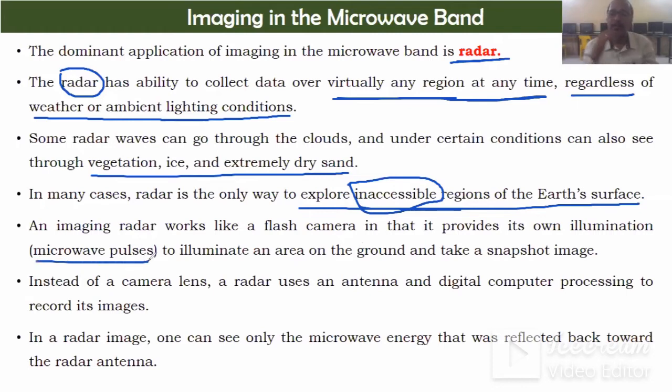So that pulse will be sent by this radar that travels through the air medium, and then it collides with some object and returns something, and then that return image will be captured. So in this way, the radar will work. So it is like a flash camera.